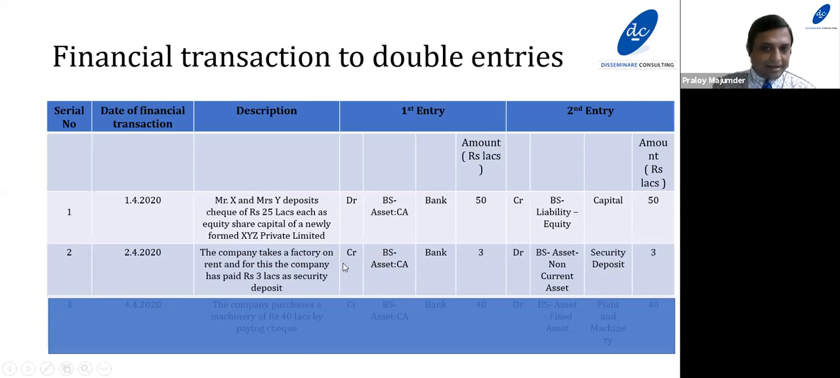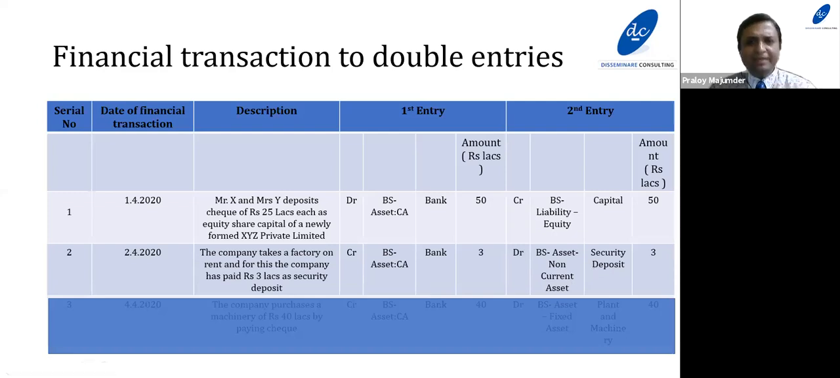If the first entry is a credit, the second entry would be debit. Now, this debit means whether it's a temporary outflow or permanent outflow. If a company keeps a deposit, a security deposit, it's a temporary outflow. So it would be in the balance sheet. So the head would be debit, balance sheet, asset, non-current assets, and then under the head security deposit, 3 lakhs. What is a non-current asset? An asset which would be converted into cash after 1 year.